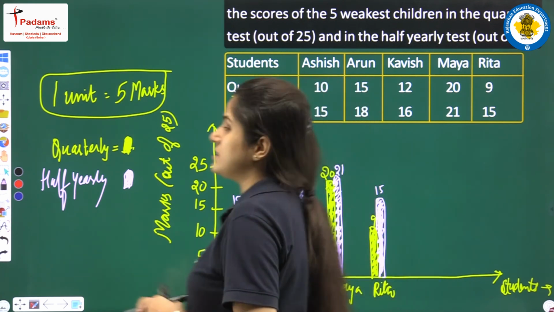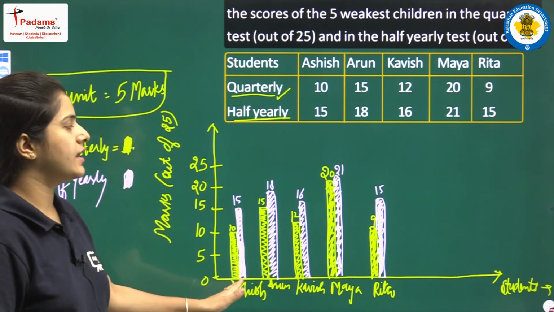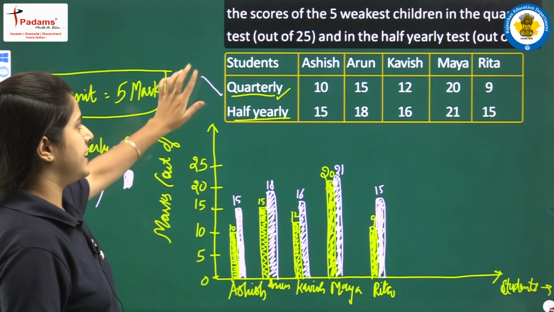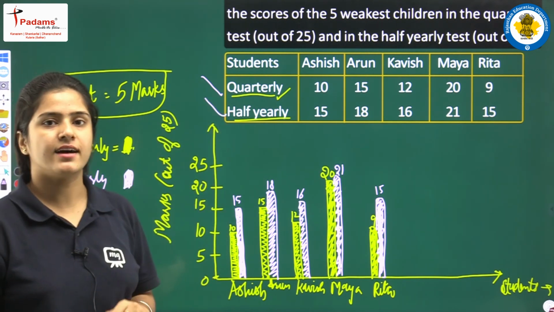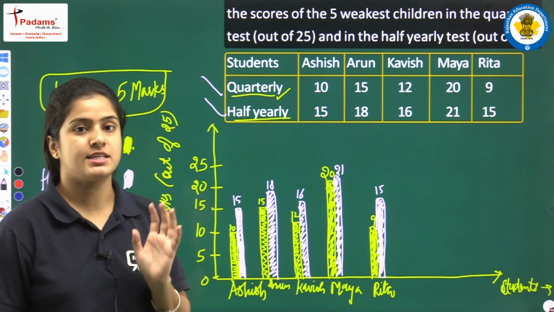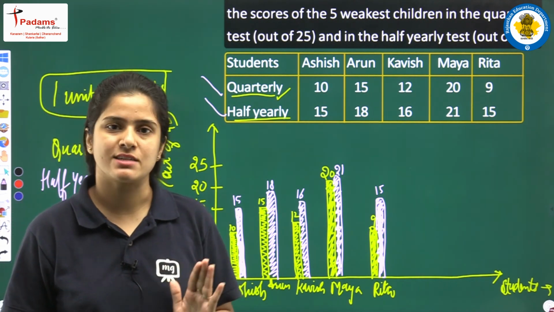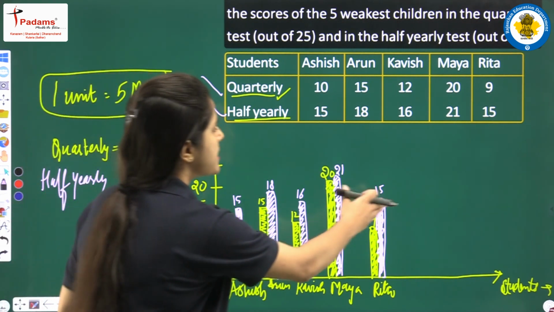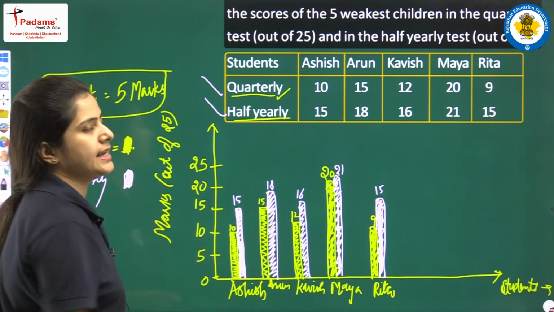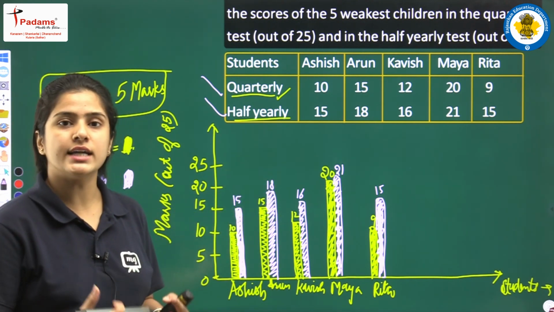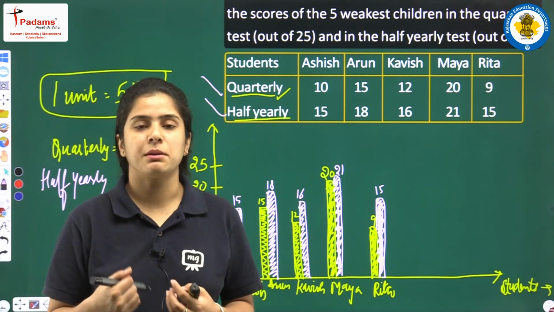So clearly students, this is your double bar graph. Yellow color indicates the quarterly marks and pink color denotes the half yearly marks. Clearly, the technique followed by the teacher after the quarterly test is very successful, as every student is improving. As you can see, the bars of the half yearly test are longer than those of the quarterly test. So students, this is what the double bar graph is.